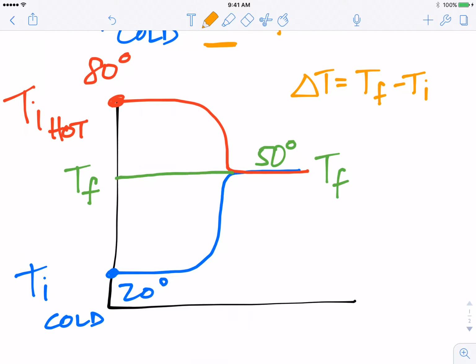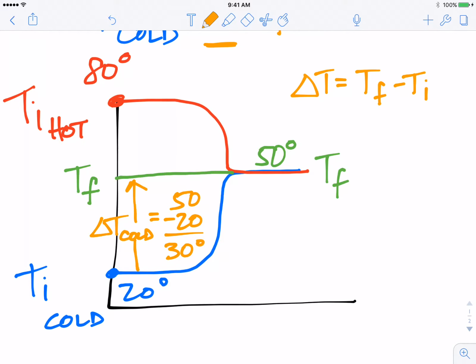So if we try to calculate the change in temperature of your cold water, we would take your T final, which is 50, minus your initial temperature. The initial temperature of the cold water is 20 degrees. So 50 minus 20 would give me 30 degrees. And again, we also know that the temperature of the cold water went up. It started out at 20 and went up to 50.